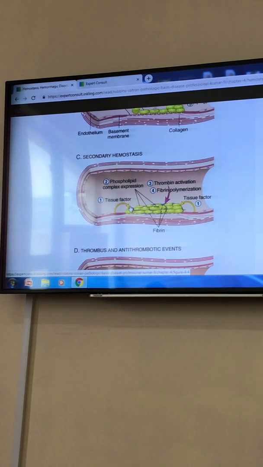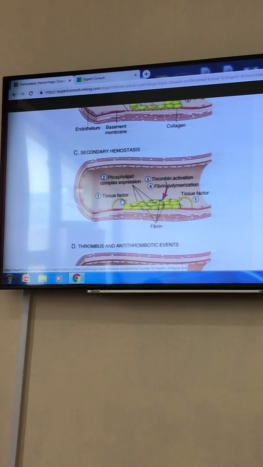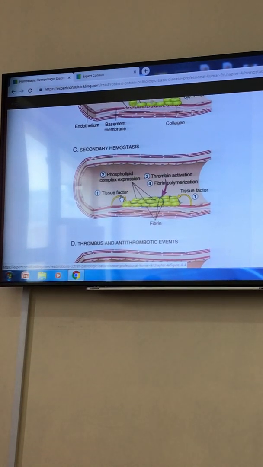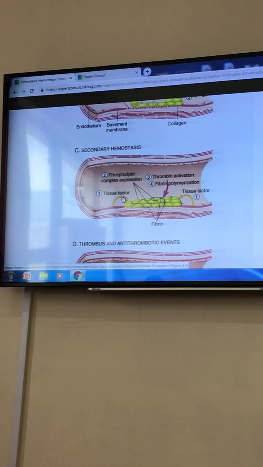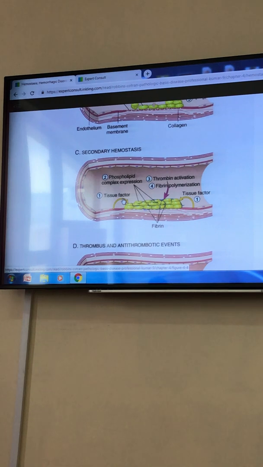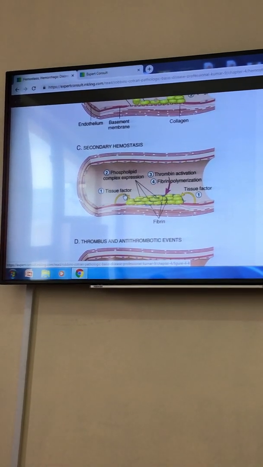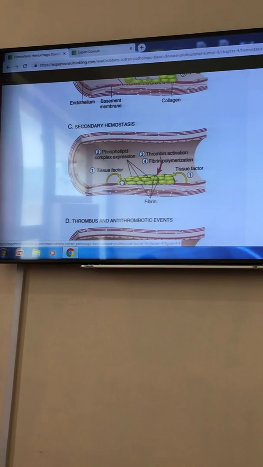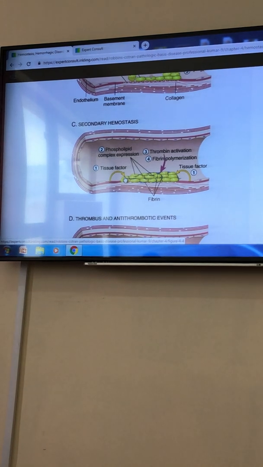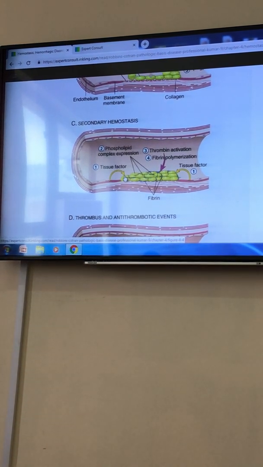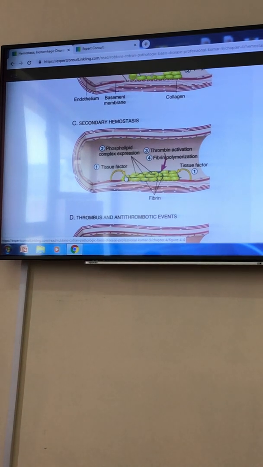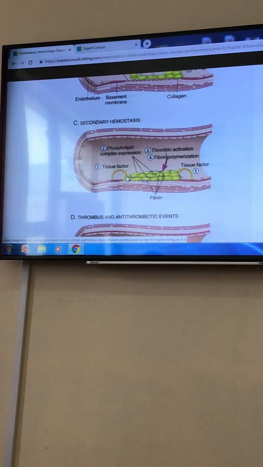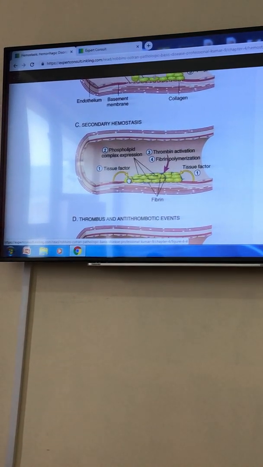Tissue factor is activated in vivo, meaning in the body. It's different from in the laboratory. In the laboratory, we have intrinsic and extrinsic pathways for the coagulation cascade. But in vivo, tissue factor is produced, it activates factor 7, and then they continue with activation of factor 10, and then prothrombin changes to thrombin, and then thrombin activates fibrinogen, makes fibrin, and there is polymerization of fibrin.